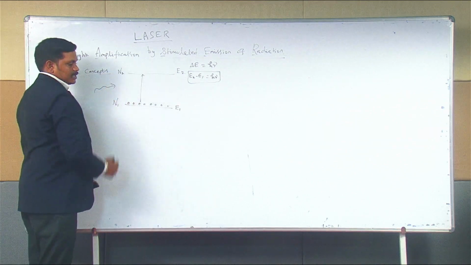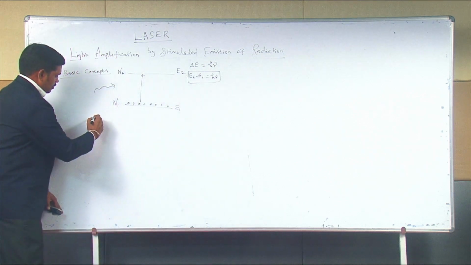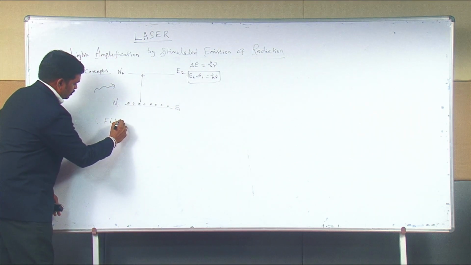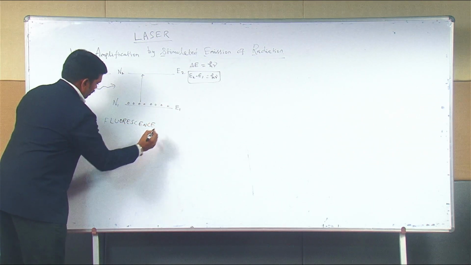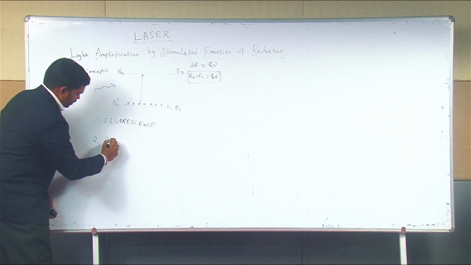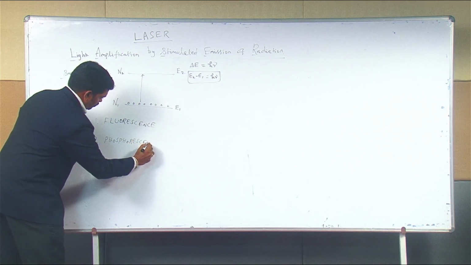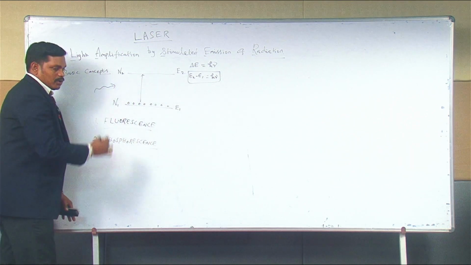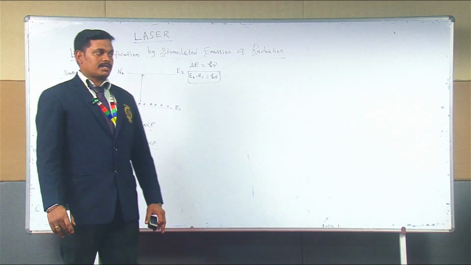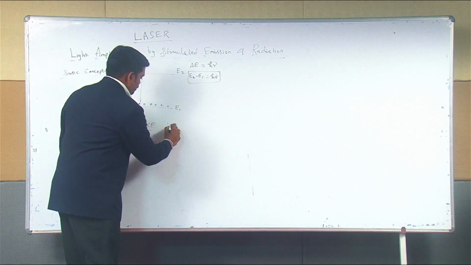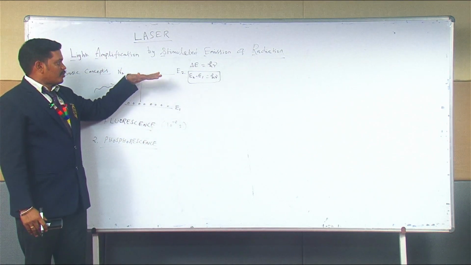When it reaches the excited state, there are two important mechanisms that we have to understand in detail. The first one is called fluorescence, and the second one is phosphorescence. So we should know what fluorescence is. Normally, the atoms or molecules in the excited state can stay up to 10 power minus 8 second.